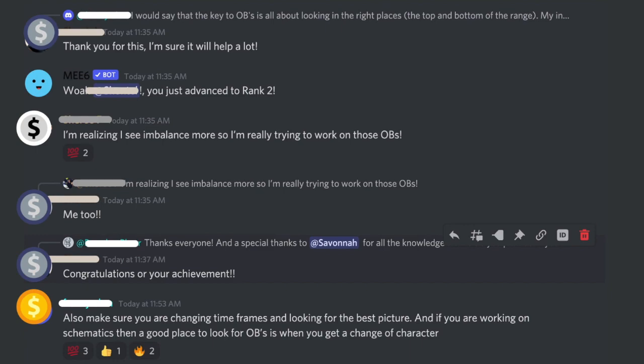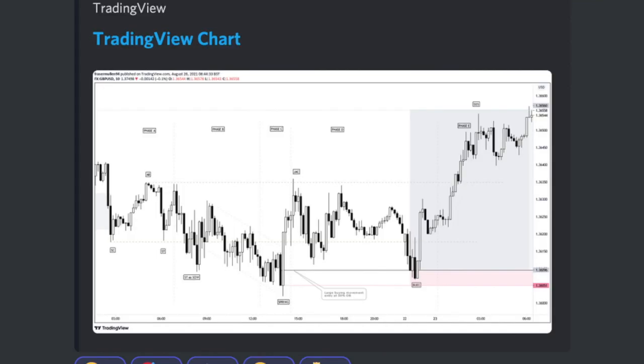He again said, also make sure you're changing time frames and looking for the best picture. And if you're working on schematics, then a good place to look for order blocks is when you get a change of character. Okay, so this is his chart that I decided to show you. This is his order block within an accumulation. So I'm just going to backtest that as regular, and hopefully you guys get some value.